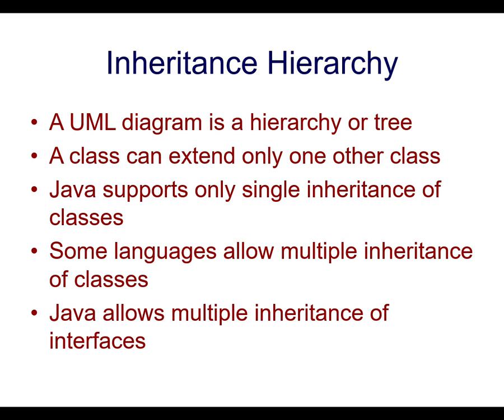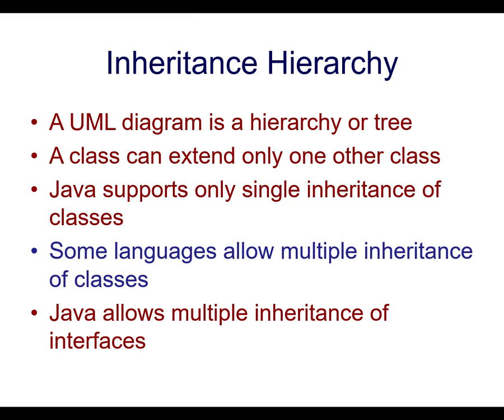We conclude the first part of this video on inheritance by summarizing some key points about how inheritance is implemented. First, the UML diagram for the classes involved in inheritance form a hierarchy or tree structure, where the superclass is at the root of the tree. The reason that these diagrams are always hierarchical is because in Java, every subclass can only extend one superclass. Programming languages with this restriction are said to only support single inheritance of classes.